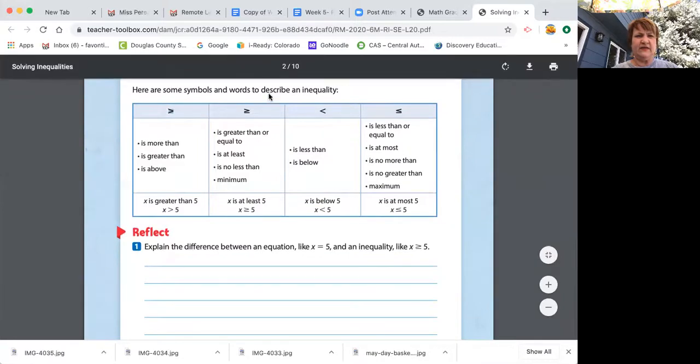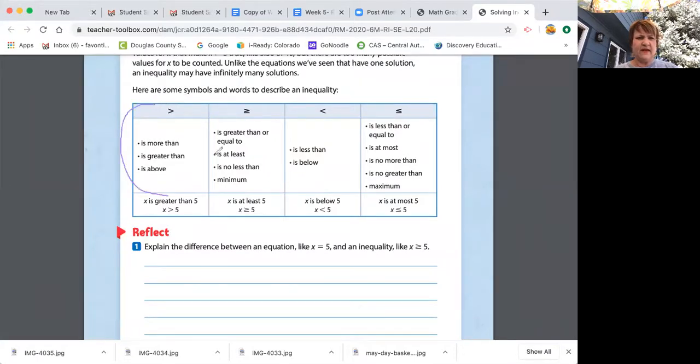Right here are all the different ways to say greater than. You can hear it in text and context as more than or is above. Next, right here is greater than or equal to. And then this one is less than, and this is less than or equal to.